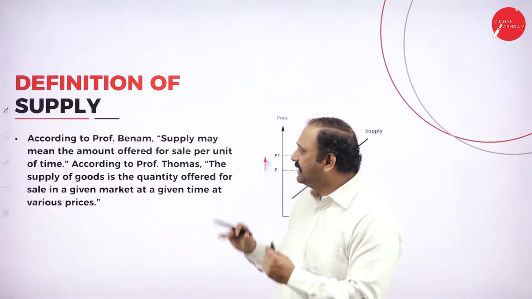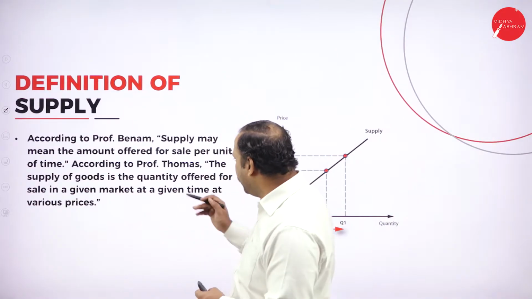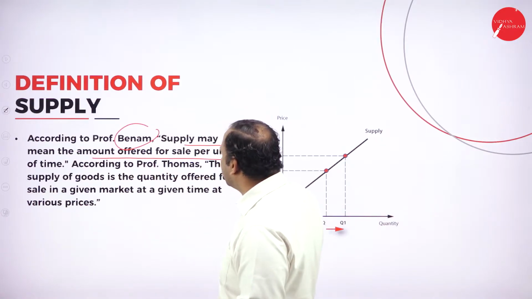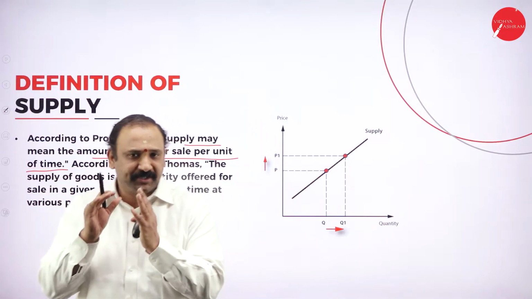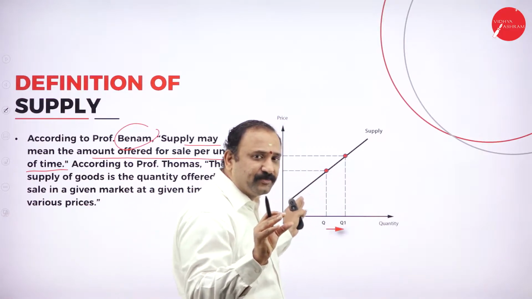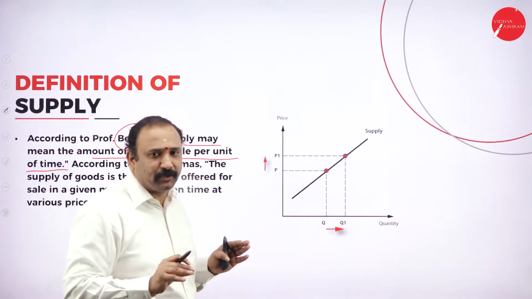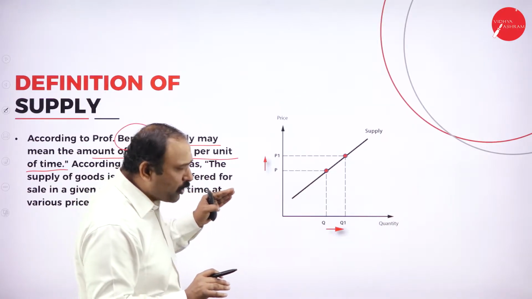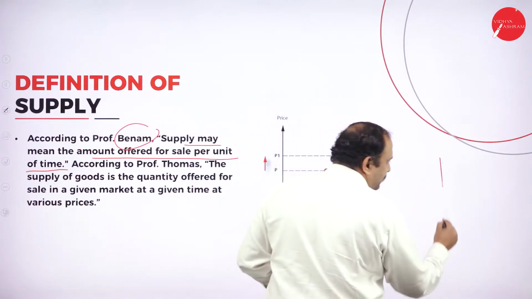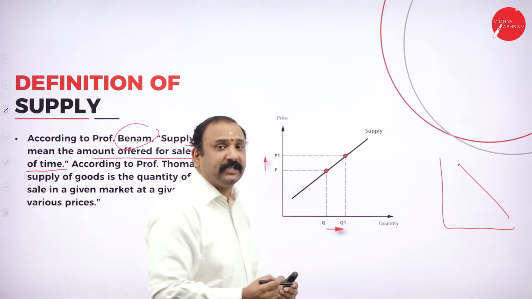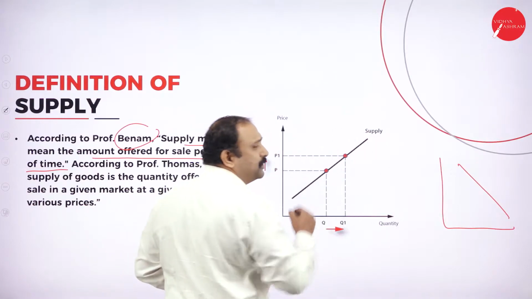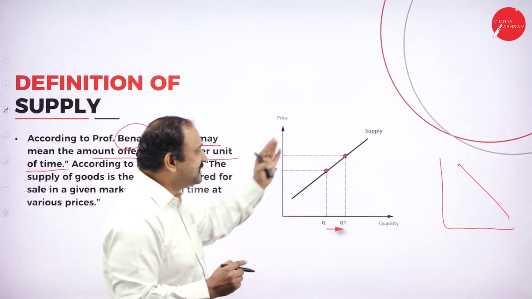Now, the next thing is the definition of supply. According to Professor Binam, supply may mean the amount offered for sale per unit of time. Quite an interesting definition. Why? Because it is what is being offered to you in terms of supply for that particular unit of time. So right now, if I talk about supply, it is just the reverse of the demand curve. You would have seen a demand curve. The demand curve is something like this, sloping downwards from left to right. The supply curve is just the opposite. It's a rising curve which goes from left to right.